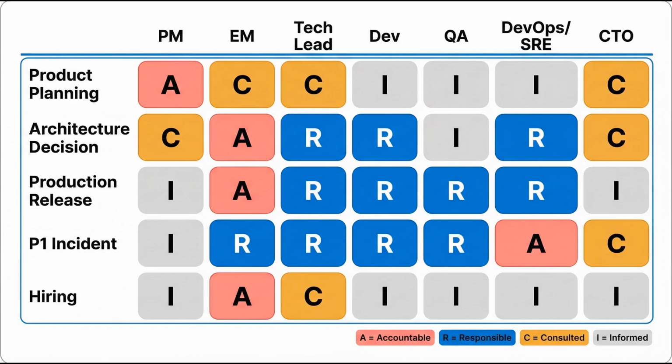5th process. Hiring. EM is accountable for IC level recruiting. VP is accountable for manager level recruiting. Tech lead is responsible for the technical interview.